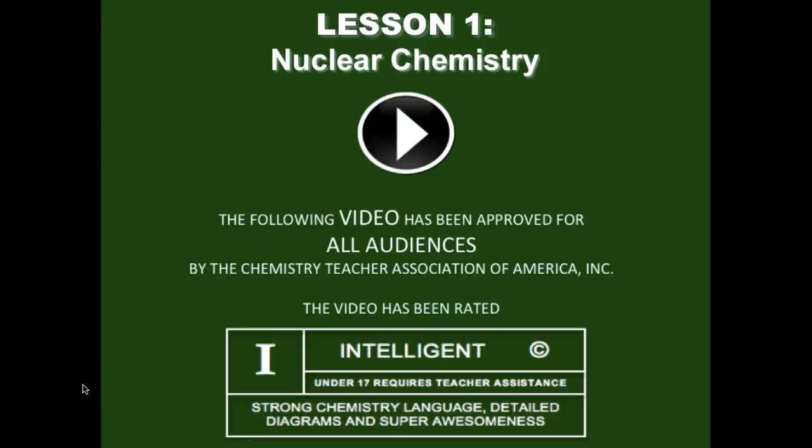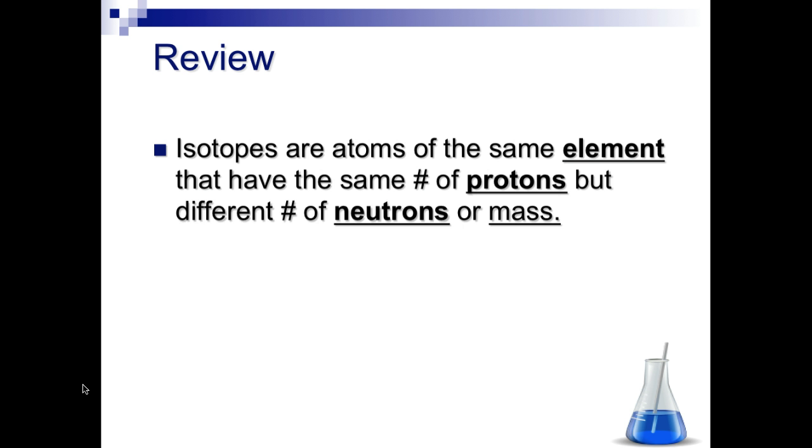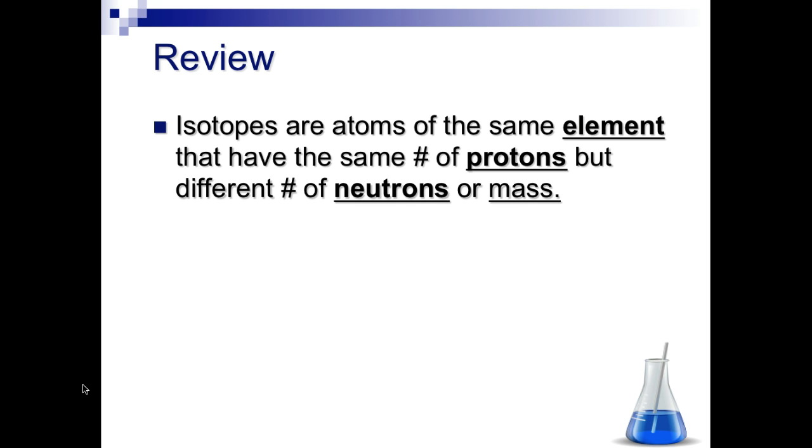All right, guys, let's look at lesson 1, which is going to talk about nuclear chemistry. Let's review. So we're going to go back in time and we're going to review some things that we've just talked about. So remember, isotopes are atoms of the same element that don't have the same number of neutrons, so they have different masses.